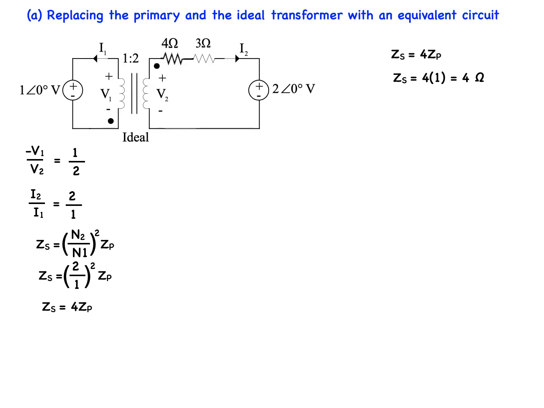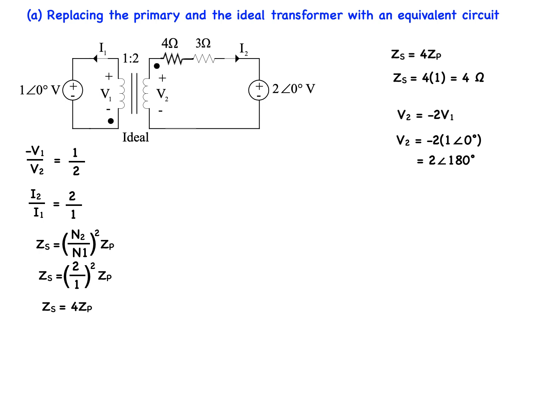However, we want to transfer all of the components of the primary side to the secondary side for the equivalent circuit. In the circuit, we have now V1 equal to 1 at 0 degrees. So you can use the voltage relationship equation, which can be written as this. Substituting actual values, V2 is equal to 2 at 180 degrees.